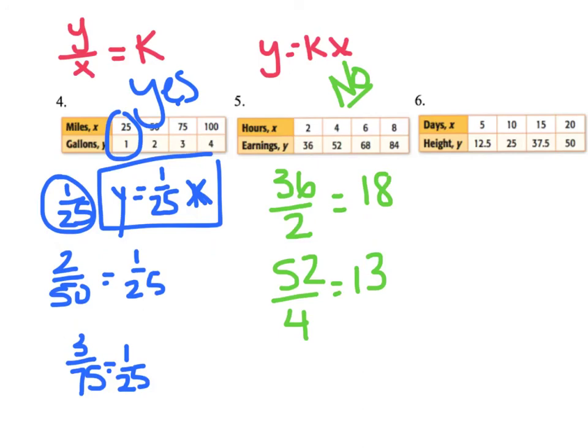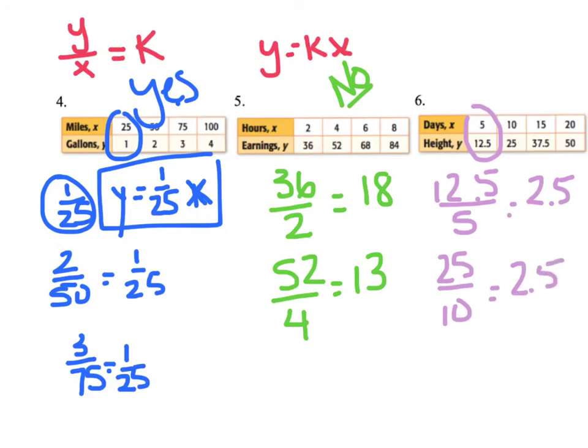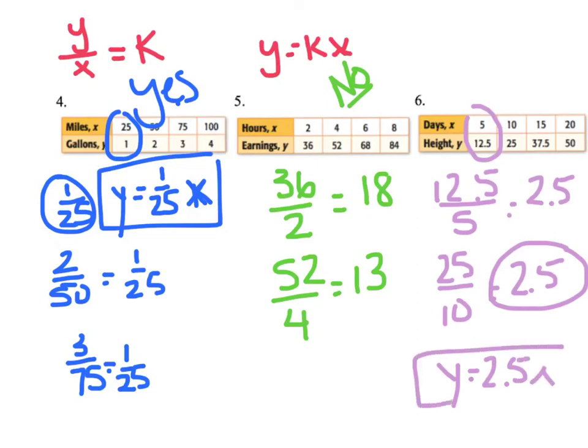All right, in our last example then, we've got 12.5 over 5, and simplified that's 2.5. 25 over 10, simplified is 2.5, and if I do it to the others, it's the same thing. So our constant of variation is 2.5. So I've got y is equal to 2.5x as my equation, and yes, this models direct variation. So in this lesson, we took a look at tables and whether they represent direct variation or proportionality.